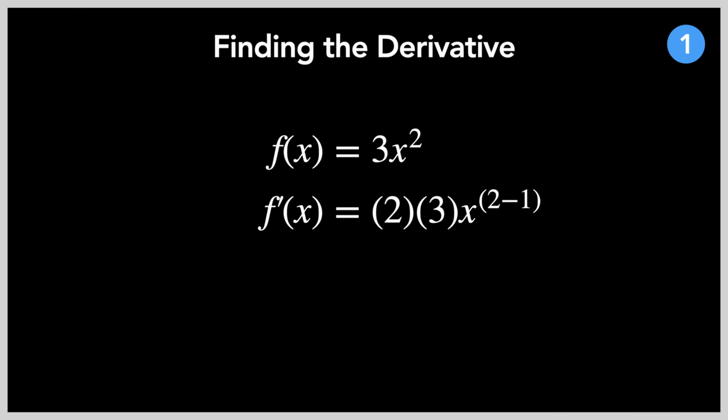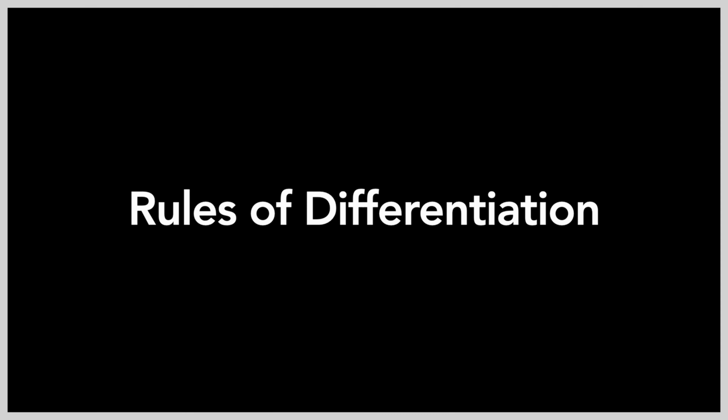If f(x) is a simple polynomial like 3x², its derivative, f'(x), is obtained by multiplying the coefficient 3 with the power 2 and then reducing the power by 1, resulting in 6x. But what about more complex functions? There are three fundamental rules that are useful to understand.